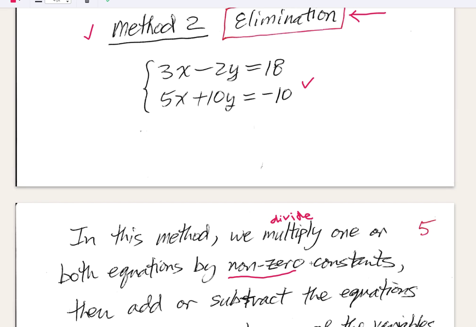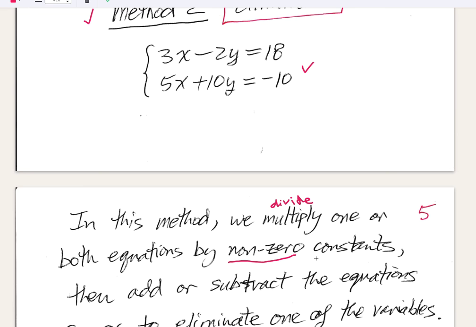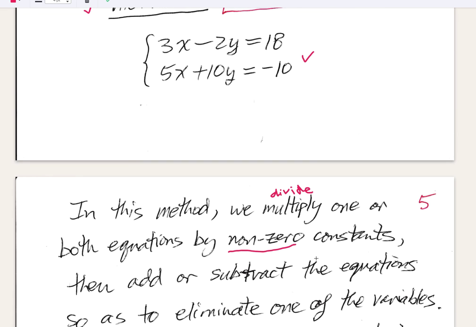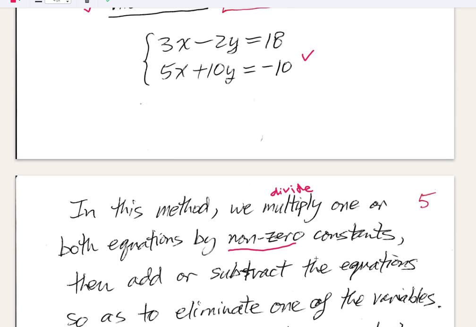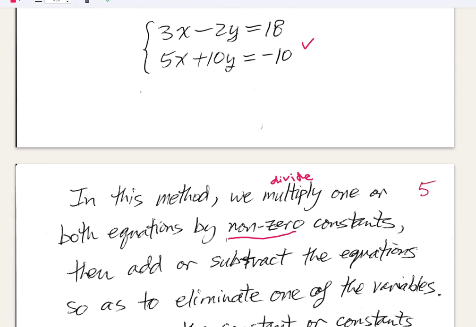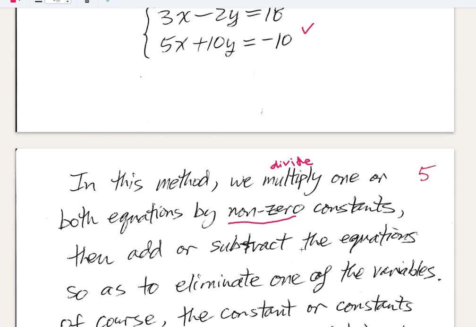If you multiply by 0, you just get 0. Okay, so you're not going to be dealing with the 0 constant. We'll multiply one or both equations by non-zero constants. That means on both sides of the equation. And then we'll add or subtract the equations.